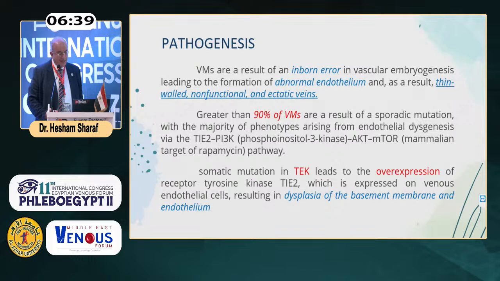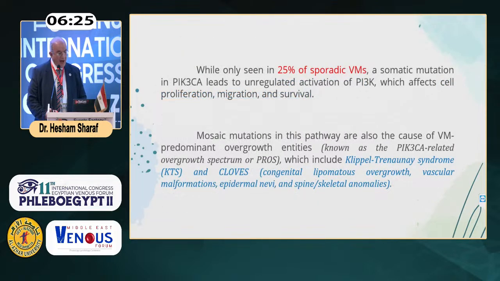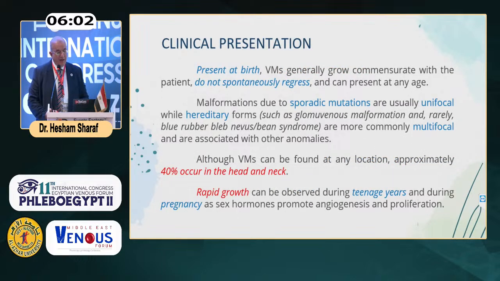of rapamycin pathway. Somatic mutation leads to overexpression of receptor tyrosine kinase, which is expressed on venous endothelial cells, resulting in dysplasia of the basement membrane and endothelium. While only seen in 25% of sporadic venous malformations, a somatic mutation of PIK3CA leads to unregulated activation, which affects cell proliferation, migration, and survival. Mosaic mutations in the pathway are also a cause of venous malformation. This is the genetic hypothesis of the presence of venous malformation.